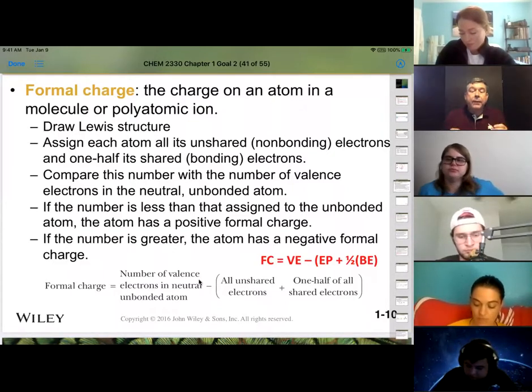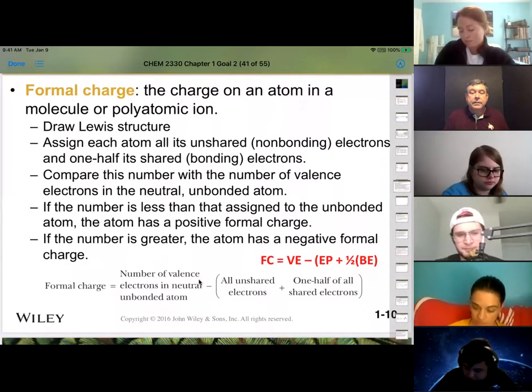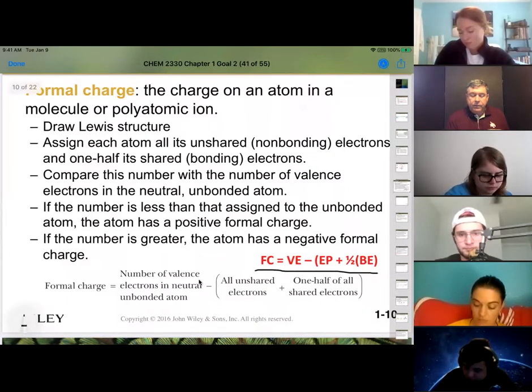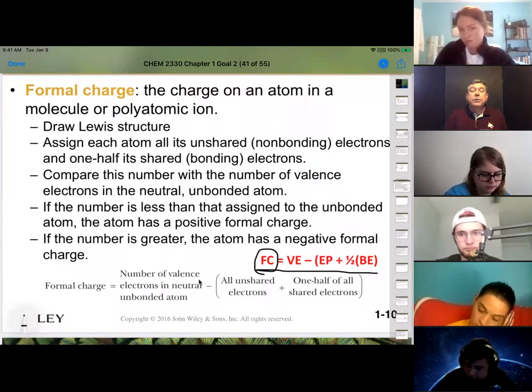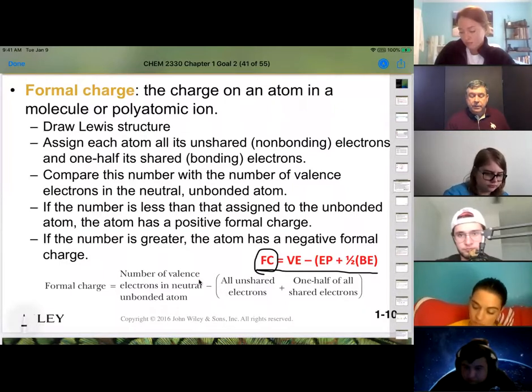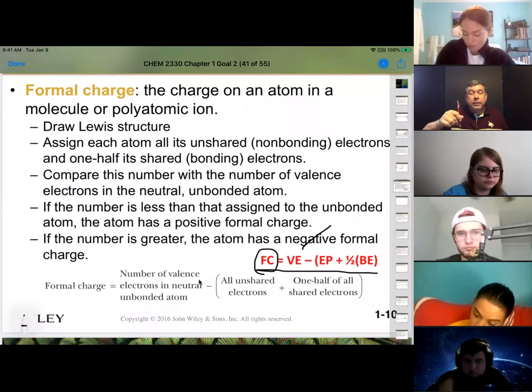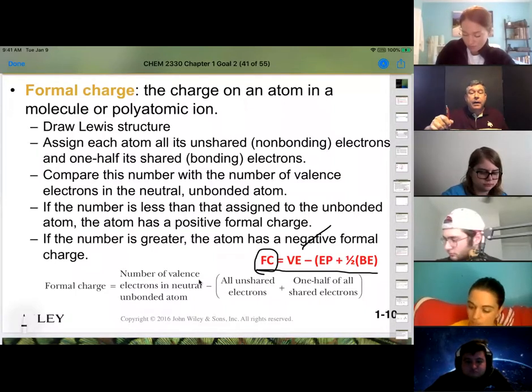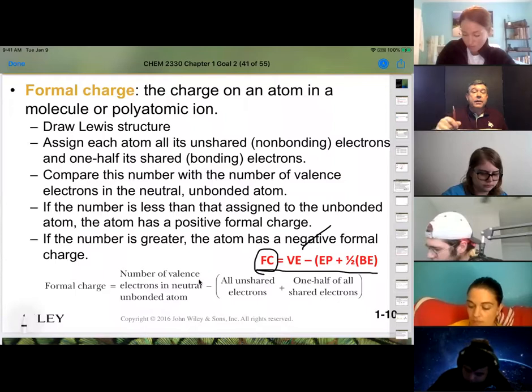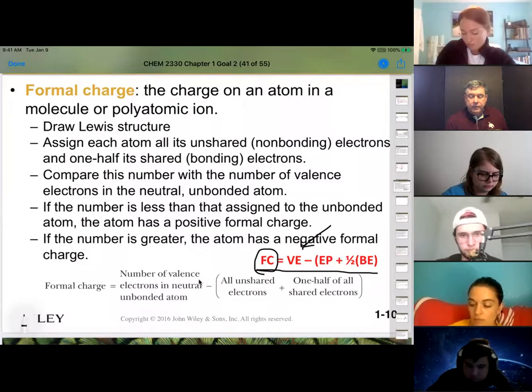So now we have to do a little bit of algebra, but we have a nice little equation here that I like to show, the one right here, where the formal charge is equal to the valence electrons of the unbonded neutral atom. So this we can equate to where it is on the periodic table. Like boron is a 3A, carbon is a 4A, nitrogen's a 5A. So carbon has 4 electrons, nitrogen has 5 electrons, oxygen has 6 electrons. So that's where we get the number for this term here.